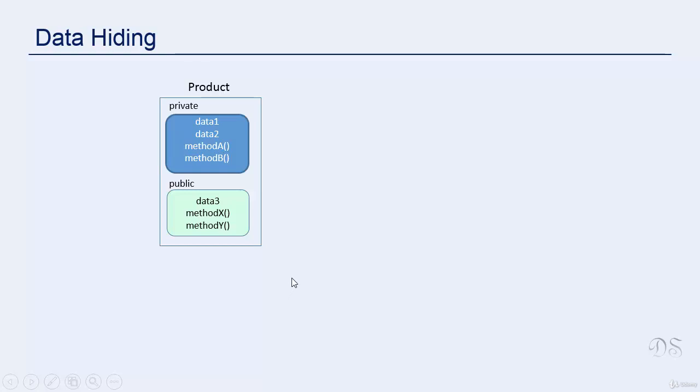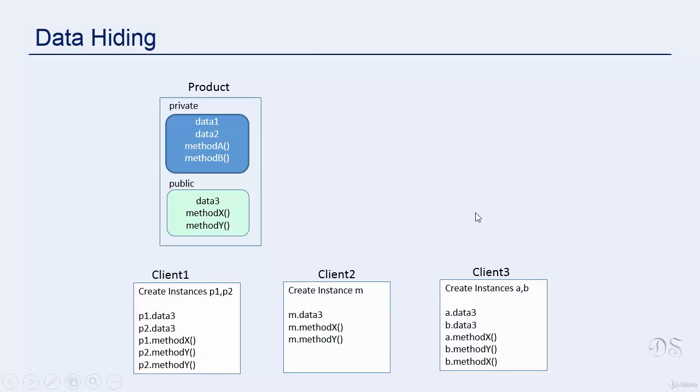First, let us see why there is a need of this distinction between private and public when working with a class. The users of a class are generally called clients, and the client code uses the class by instantiating it, that is, by creating its objects. So suppose we have these three clients that use this class named product in their applications.